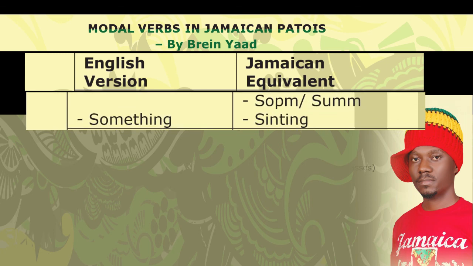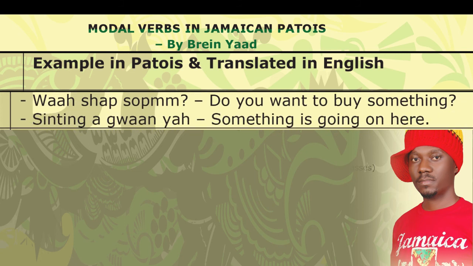And how do you say something? In Jamaican, we use two words to mean something. We may either use something or sinting. So somebody says, wash up something. Do you want to buy something? Wash up something. Do you want to shop something, or do you want to buy something? Or the other question would be, what say something? Do you want to say something? And conscience says, say something, meaning say something. So that is something for you. And another word to mean something is sinting. Sinting, meaning, under example we say sinting agwanya. Sinting agwanya, meaning something is going on here.